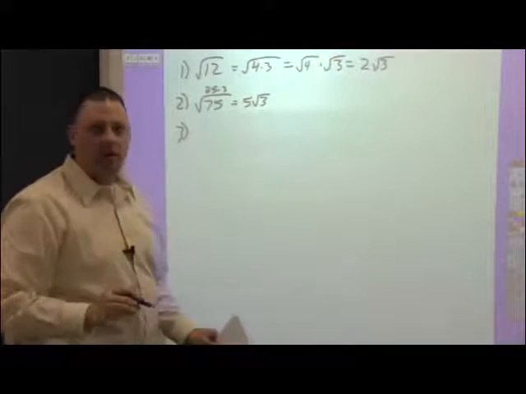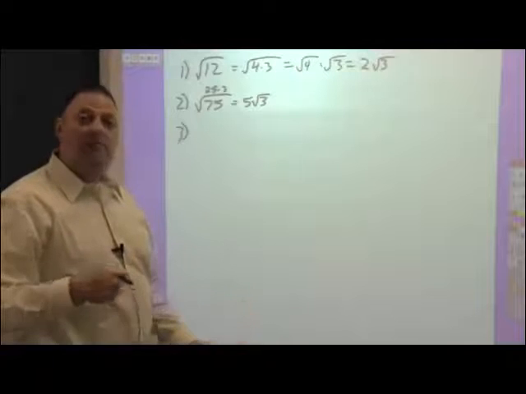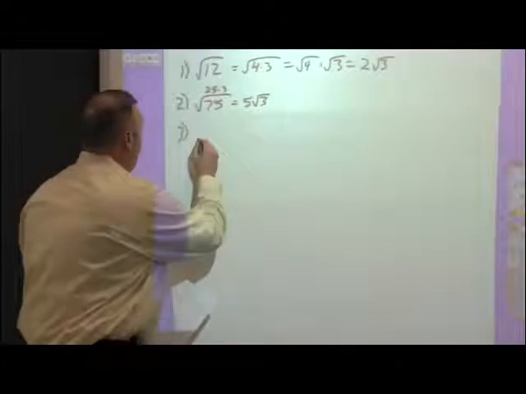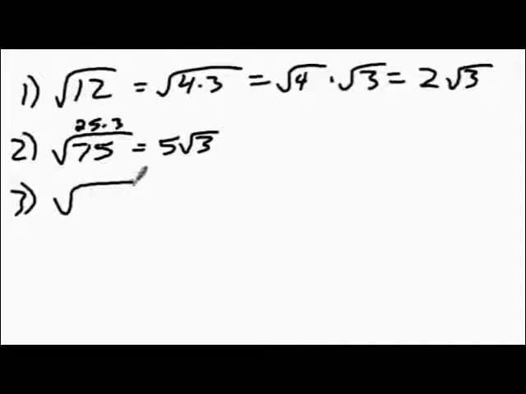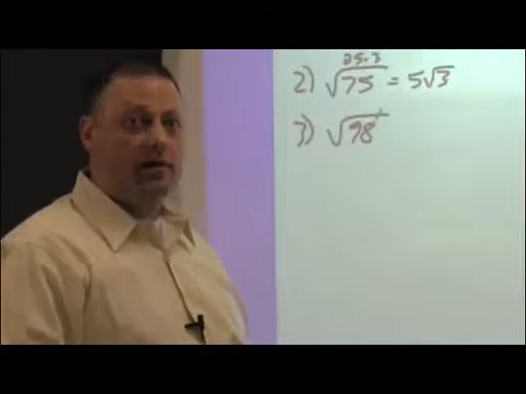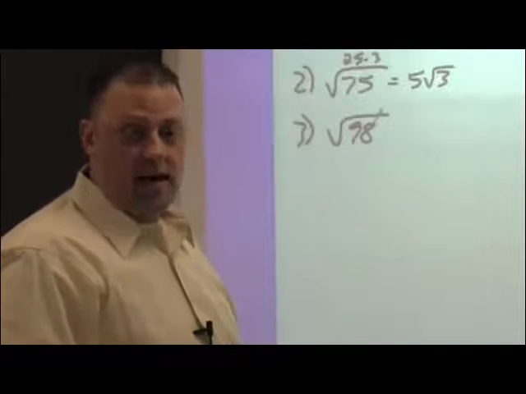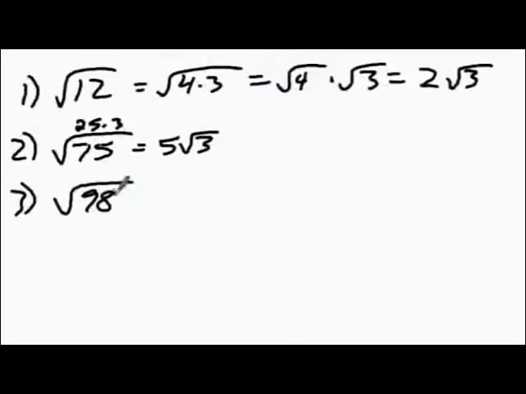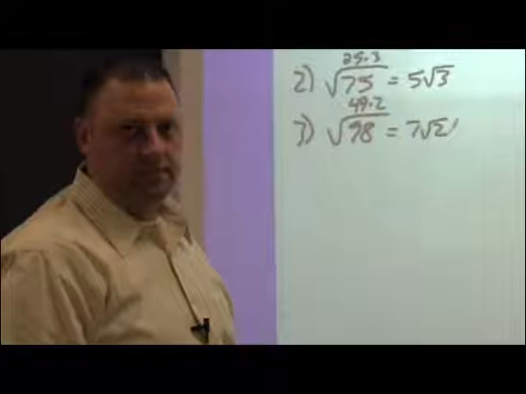All right, let's try one more, and then we're going to go ahead and add some variables to it now. Square root of 98. Now, you have to think about what times what is 98. One of those numbers is a perfect square. 49 times 2 would be the numbers to use. Square root of 49 is 7. So you get 7 radical 2.